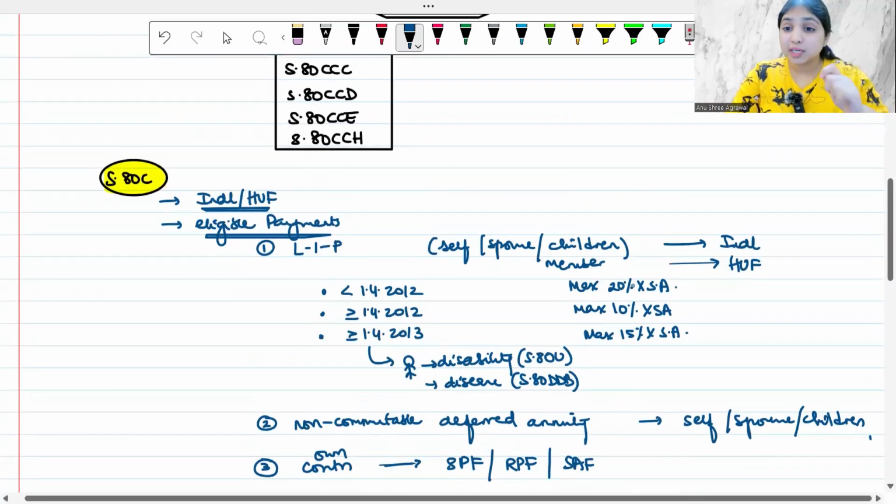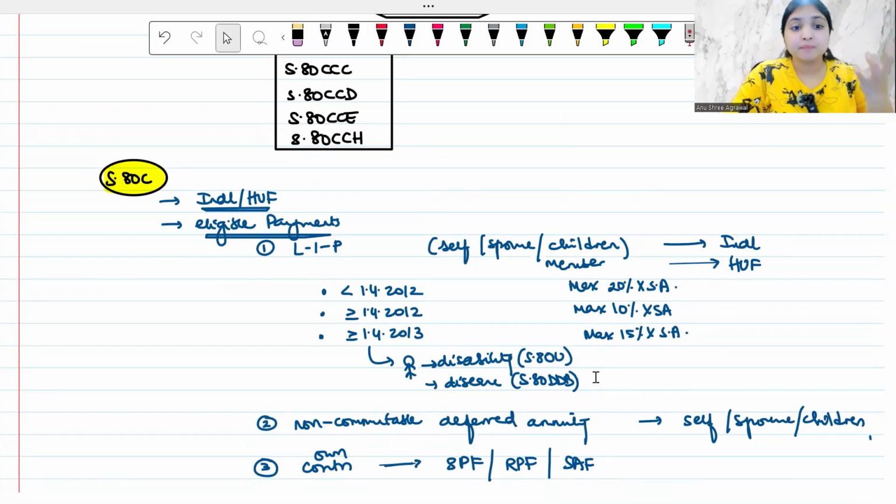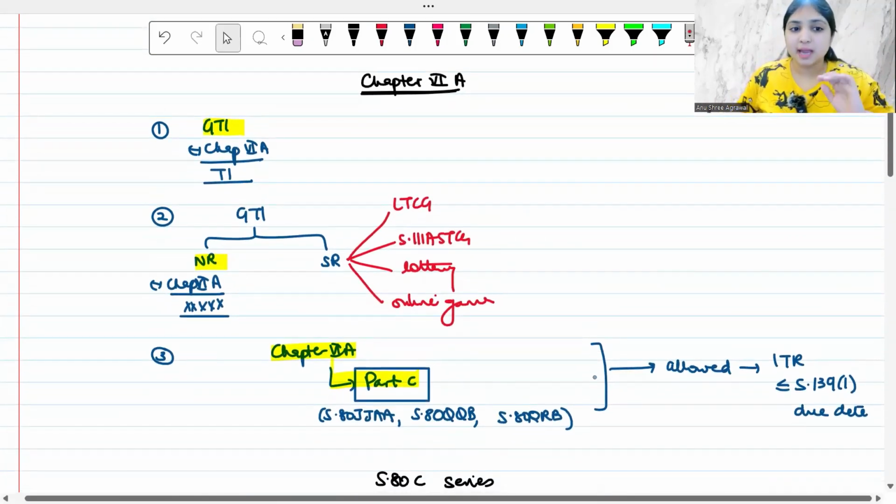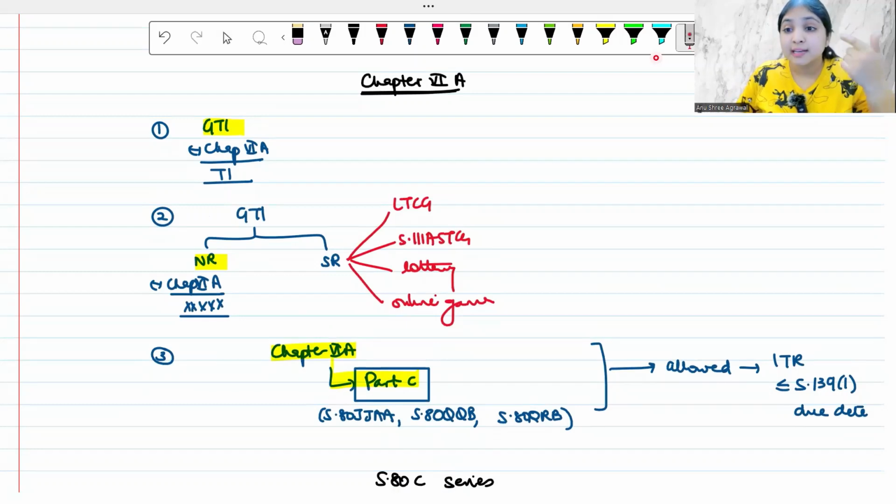Now see, do you have to sit and memorize this entire list? Of course not. We just have to familiarize ourselves with this list in such a manner that if any of these adjustments arrive in your question paper, you should be able to link them with Section 80C. See, we're talking about Chapter 6A. Under Chapter 6A, point number 1, we've learned that Chapter 6A is something which you will adjust against GTI.